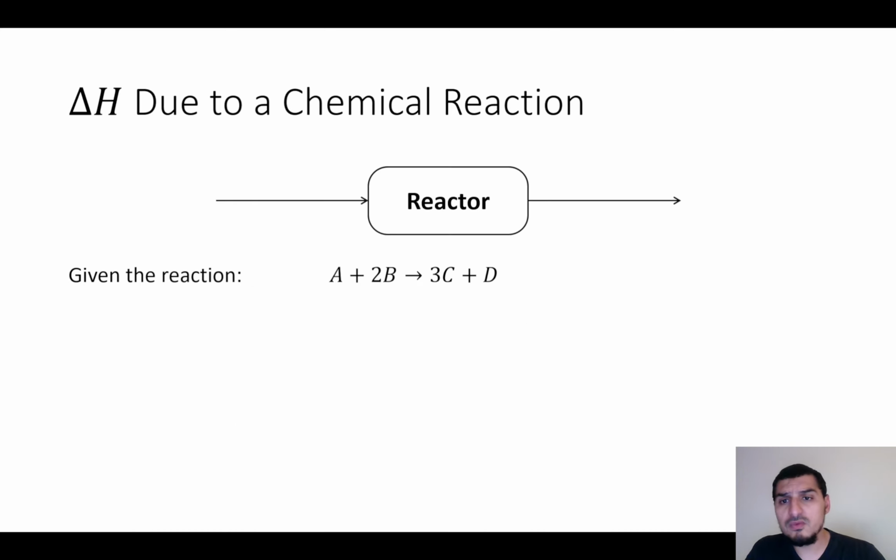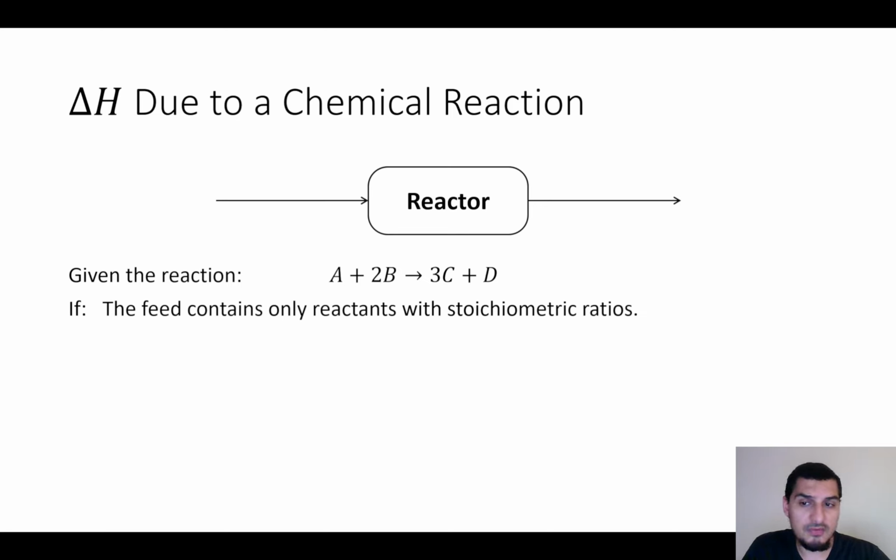Okay. Now let's talk about the delta H due to the chemical reaction. This is the main thing that we want to understand. So again, as I told you in the beginning, this is a special case compared to the previous cases. In all the previous cases, we had the same material in and out. Here we will have a different scenario. For example, for this reaction that we have here, let's say we have A plus 2B goes to 3C plus D. This is the reaction that takes place in this reactor.